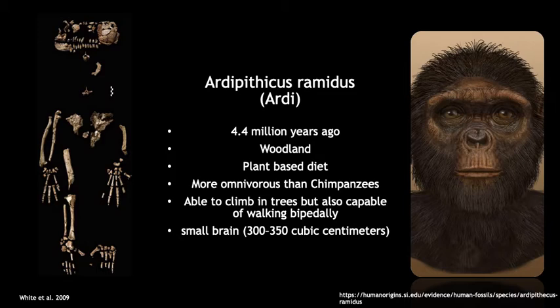So here we have an individual which still has a small brain. It's 300 to 350 cubic centimeters, so that is a measurement of the size of the brain. But it mainly also survived on an omnivorous diet, so it ate some plants, ate some meat, ate a bit more meat than chimpanzees, but not too different from what you'd expect from a modern primate, really, except from the fact that it was capable of walking bipedally.